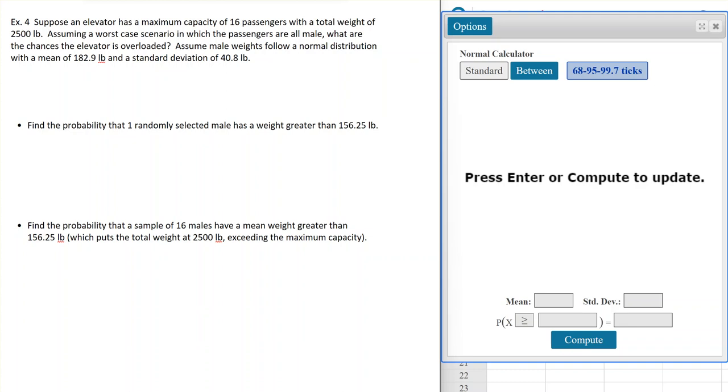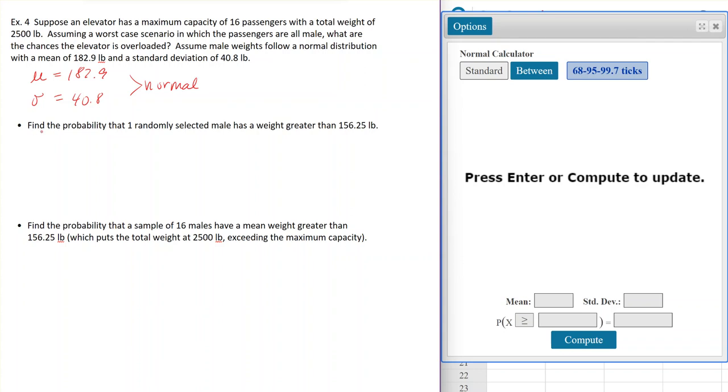of 40.8. So I'm going to just write down some information that was given to me to begin with. In the very last sentence, we know that the population has a normal distribution and that the mean of that is 182.9 pounds, standard deviation is 40.8 pounds, and that this is a normal distribution. So it's not skewed like our previous example.